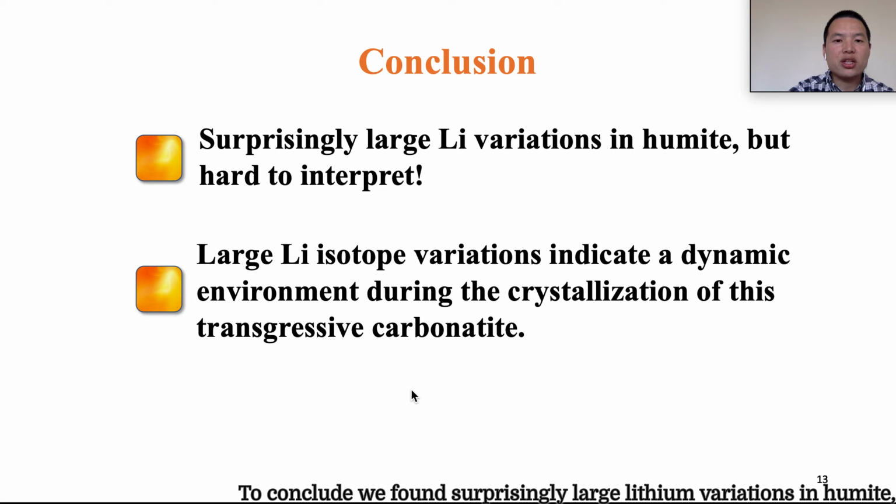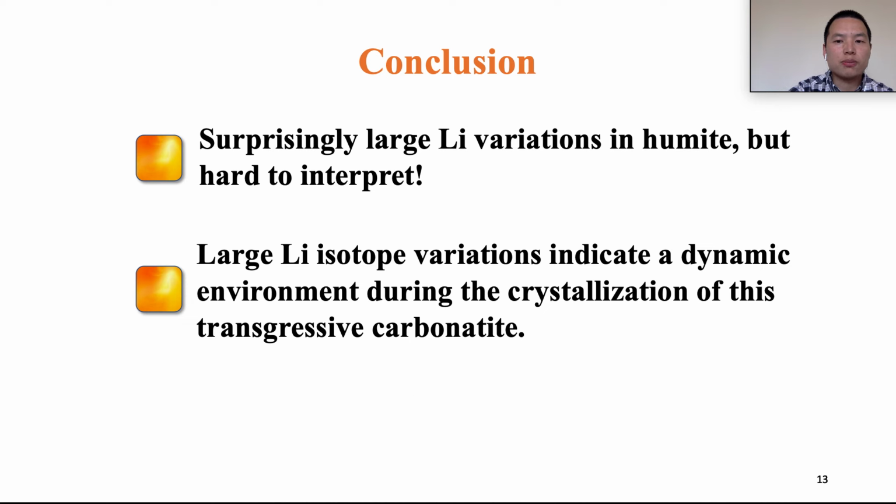To conclude, we found surprisingly large lithium variations in humite, but they are hard to interpret. Our results also indicate a dynamic environment during the crystallization of this transgressive carbonatite.